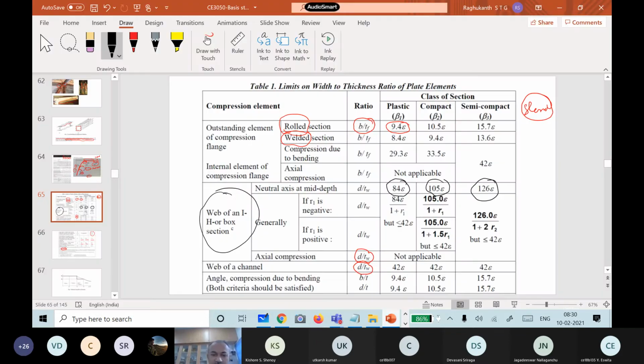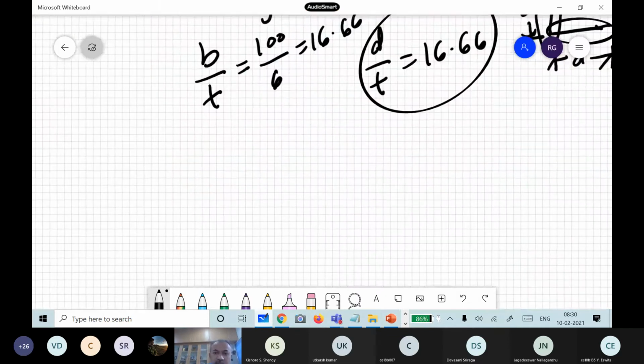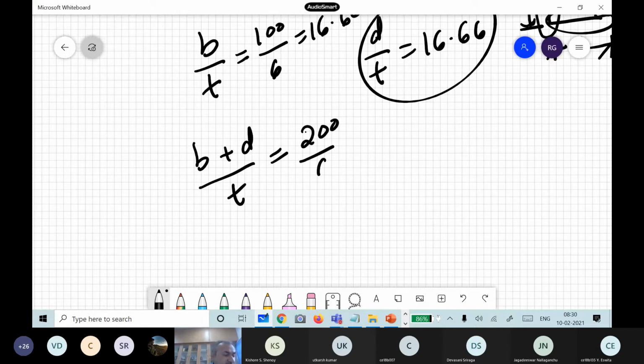So now we go to our steel code. For angles, a single angle or double angle, they give these types of numbers, B by T, D by T. Of course, you also have to do B plus D by T. Let us do that one also. So B plus D by T, the code says, will be 200 by 6. This turns out to be 33.33. So the other ones are 16.66 and 33.33. And now we have to see our limits.